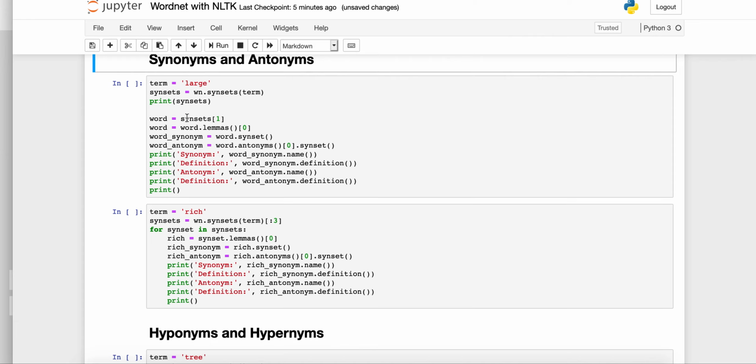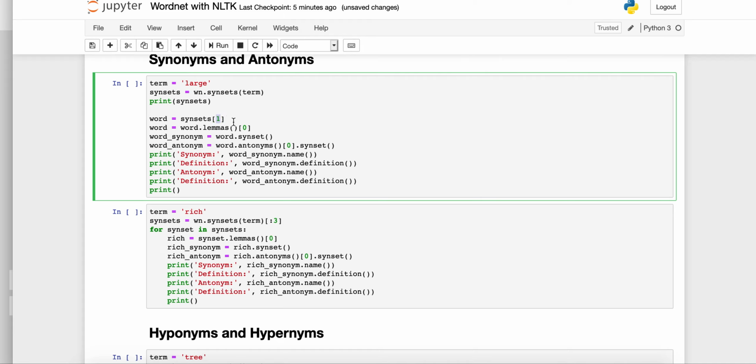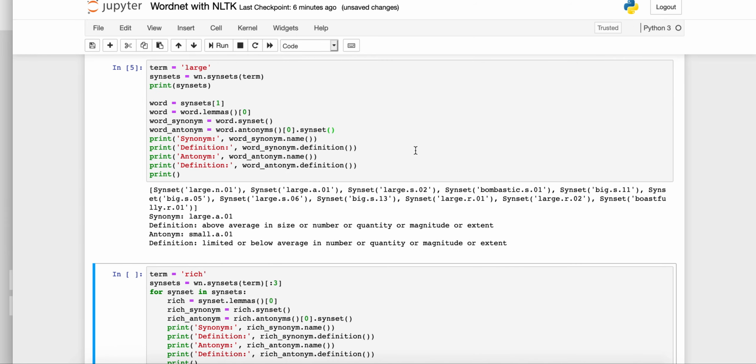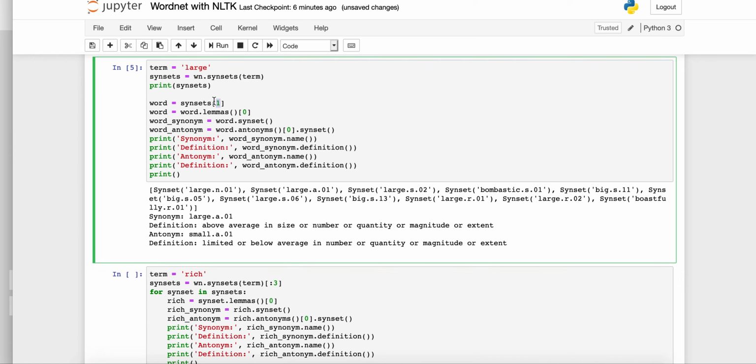And this text shows you that it's choosing the second definition of synset. I'll show you why in just a moment. And then it's looking for the lemma, and then it's looking for antonyms, synonyms, and their definitions. So let me run this. And you can see why I chose the second synset.